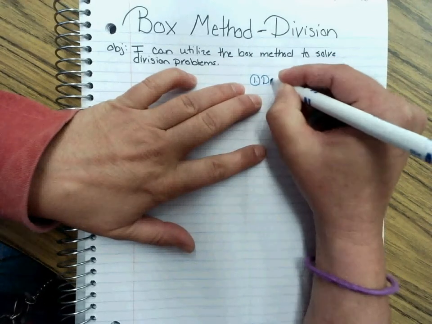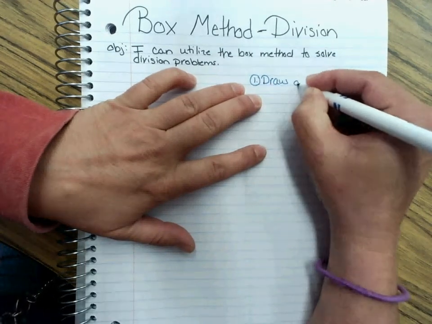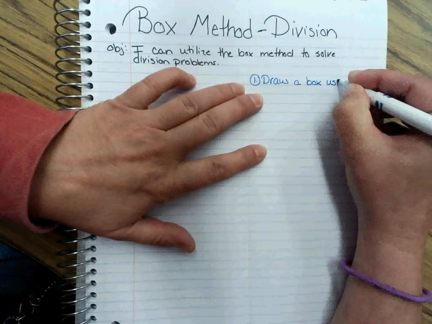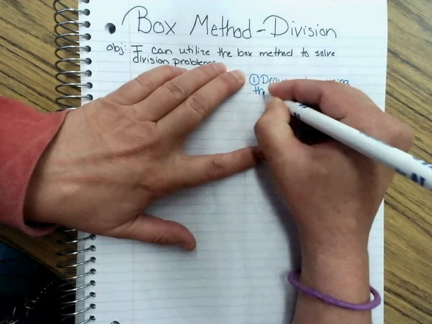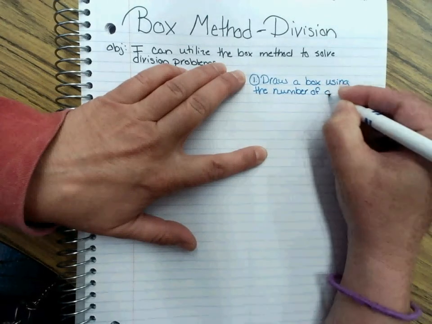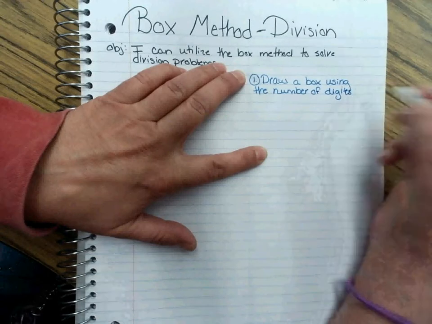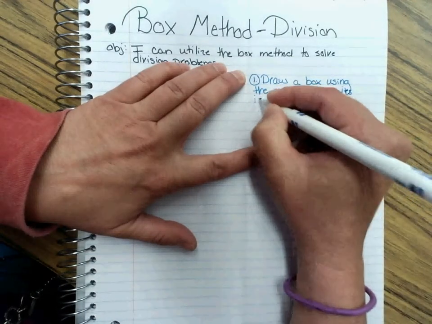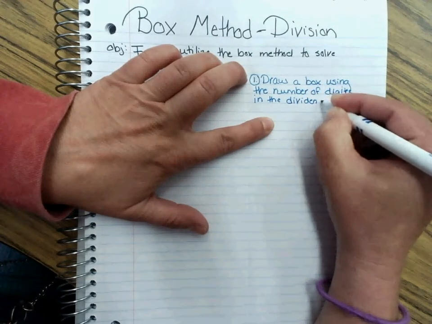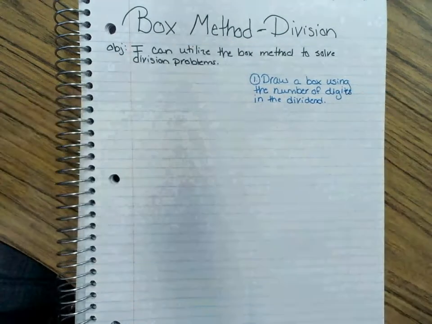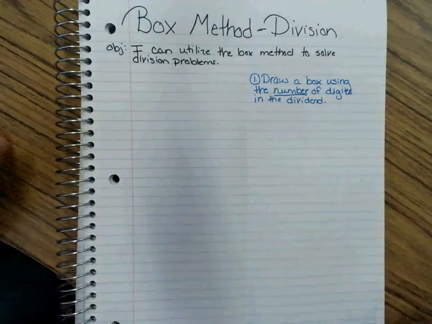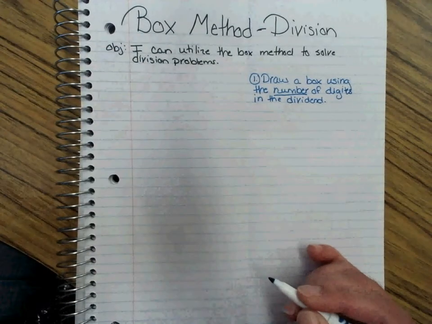Is to draw a box using the number of digits in the dividend. Okay, so draw a box using the number of digits in the dividend. Okay, so that means if you have a 3-digit dividend, you're going to have 3 compartments in your box.